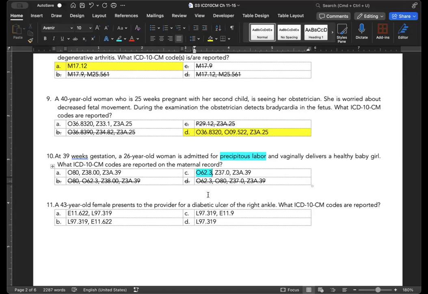Carmen, I only have the AAPC version, so I'm not sure what you have, but it should be on page 952 if you have the AAPC version. Okay, any other questions on number 10?